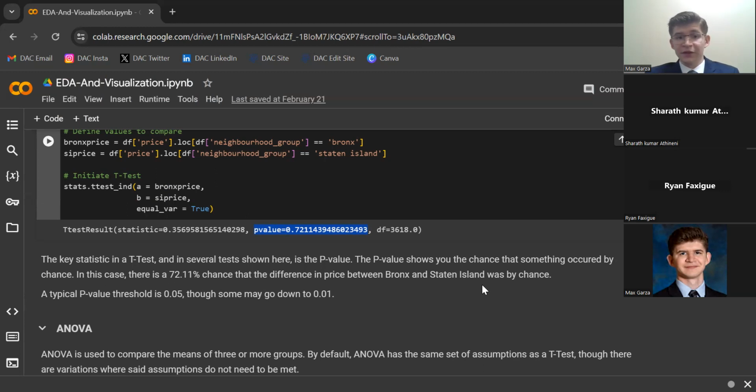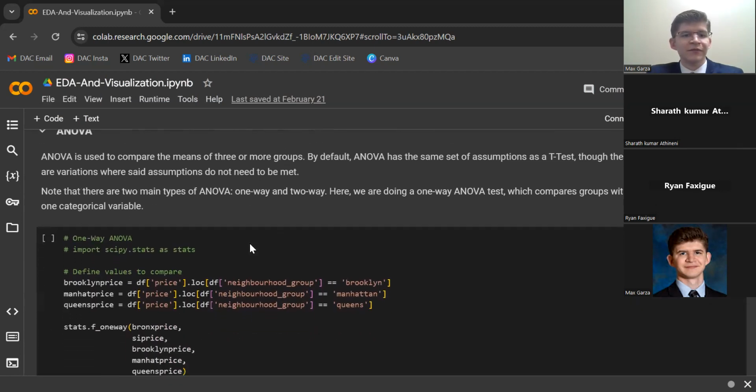Typically, what we look for in a p-value is a threshold of 5%, and sometimes we even go down to 1%. Obviously, this being 72%, that's way above our threshold, and we would not consider the difference between the mean prices in the Bronx and Staten Island to be significant. So if you just wanted to compare that, a t-test would be good for you.